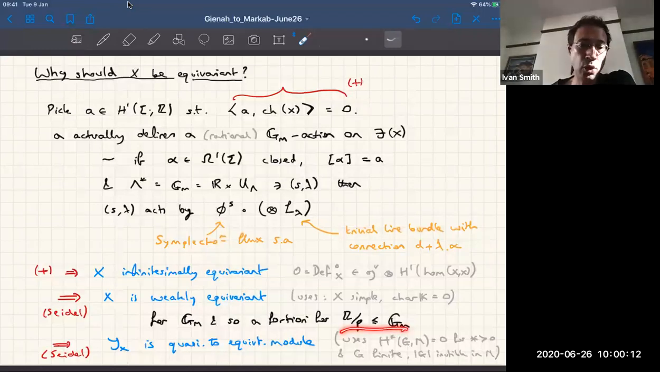But again, there's a technology for finite groups to upgrade weakly equivariant modules to actually equivariant modules by obstruction theory arguments that come down to the fact that group cohomology for a finite group with coefficients in a module in, say, characteristic 0 vanishes. And that's where the vanishing of these obstructions comes from.